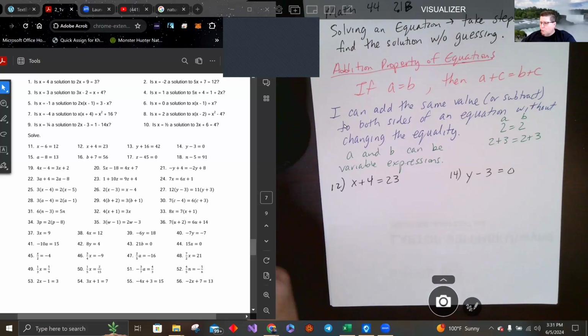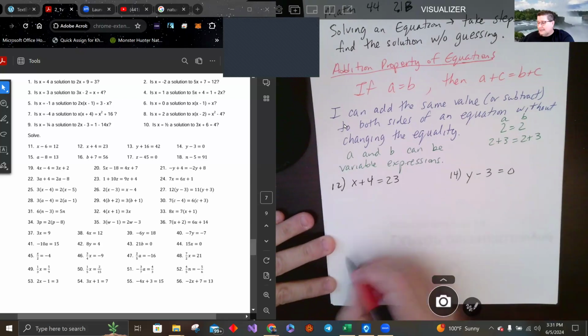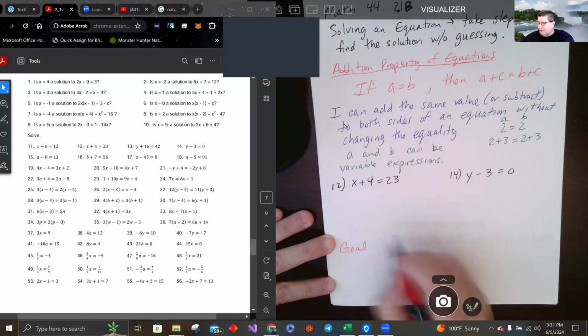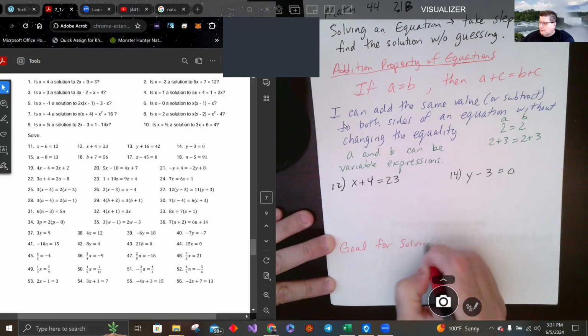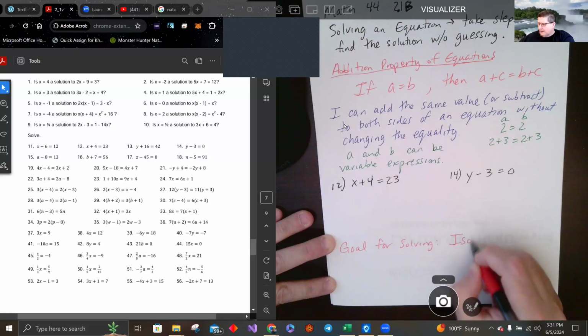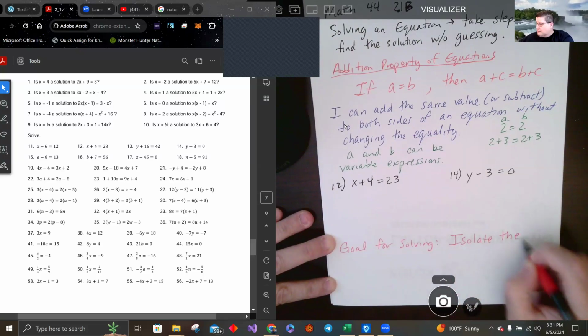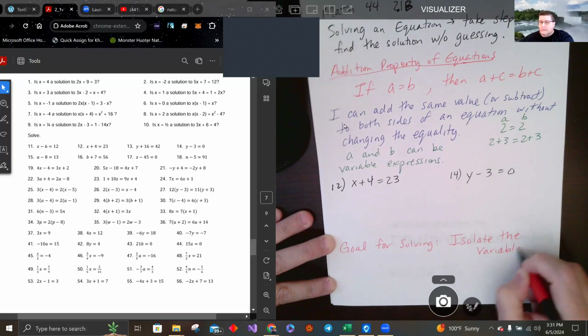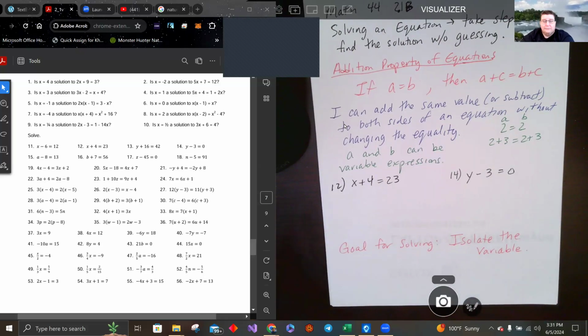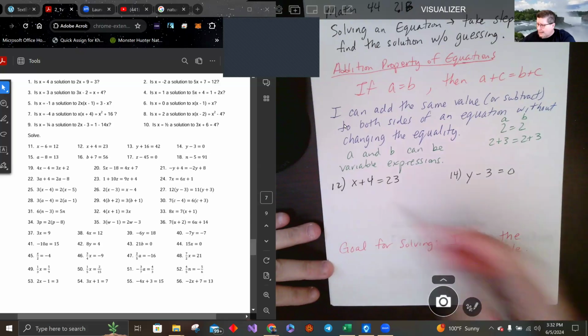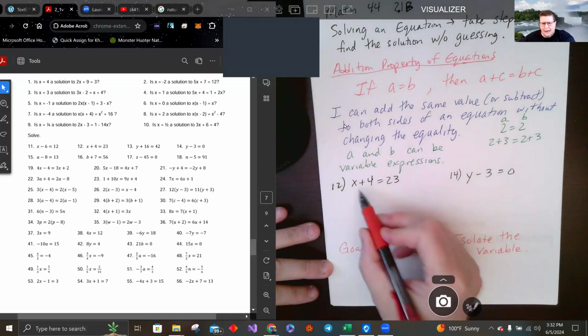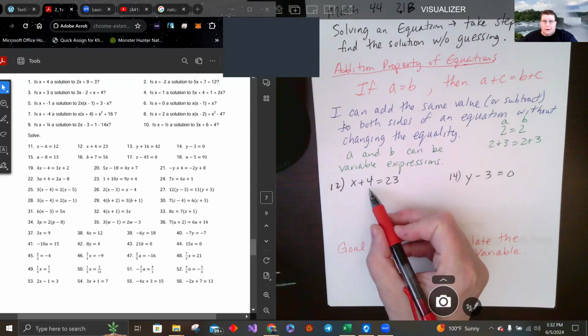Now, it's important to note what our overall goal here is. The goal for solving is to isolate the variable. Get it by itself, like a pack of hyenas or a pack of wolves taking down an animal in a herd. So I want to get x by itself. Right now on number 12, x has 4 more added to it.